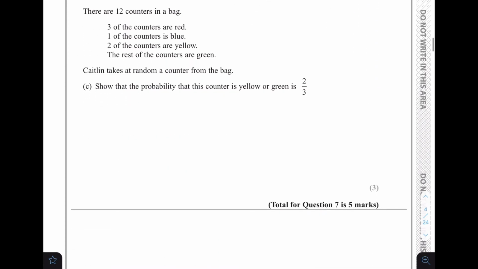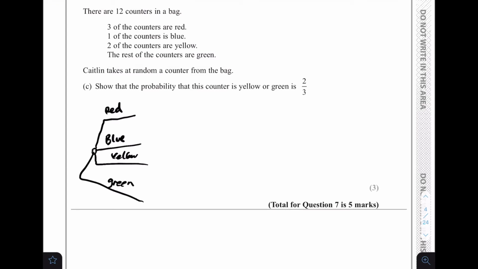So there's 12 counters in a bag, 3 are red, 1 is blue, 2 are yellow, and the rest of them are green. Caitlin takes a random counter from the bag. We want to show that the probability that this counter is yellow or green is 2 over 3. So what we can do is draw a probability tree. So mind the drawings here. Let's do that and that. So we have red, blue, yellow, and green.